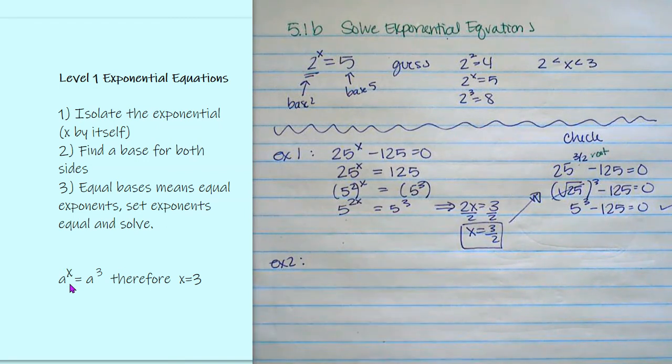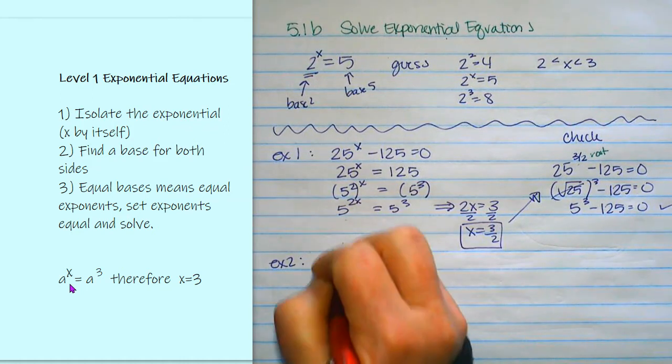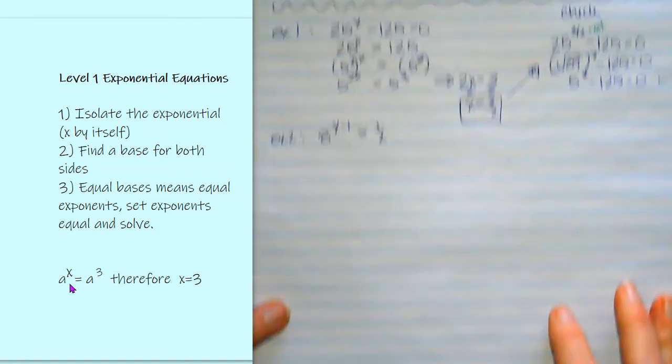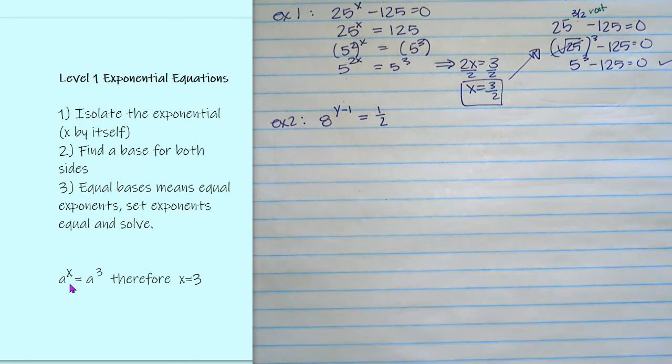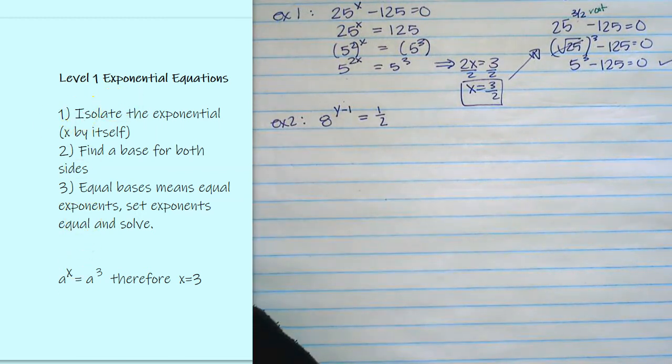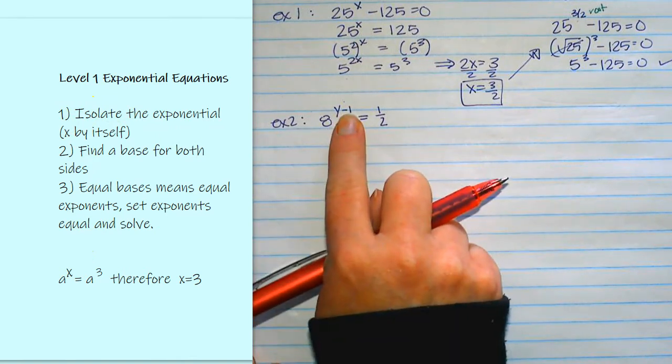All right, for example 2, let's say we have 8 to the y minus 1 equals 1 half. So same type of problem. I have already almost isolated the y minus 1. I can't get the minus 1 to go away right here, so I'm going to leave it just like this and call this isolated. So I've already isolated my step 1 right here. I'm going to take care of the y minus 1 at the very last.